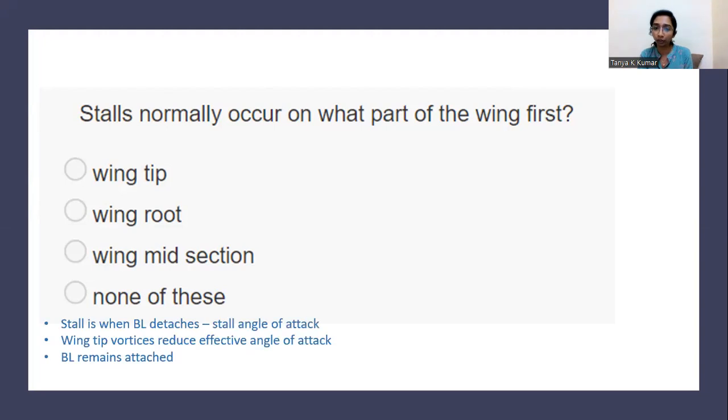So at wing tips, due to the before mentioned wingtip vortices, there is an effective reduction in the angle of attack. The angle of attack that the wingtip sees is lesser than the angle of attack that the wing root sees. And this is due to the wingtip vortices. One of the benefits of wingtip vortices is that you can still control the aircraft even if the wing root stalls. So what happens is the boundary layer detaches from the wing root first, and then due to this effective reduction in angle of attack at the wingtips, the boundary layer is still attached to the wingtips and the stall doesn't occur. So you can control the aircraft once it has stalled at the root. So the answer to this question is wing root. Wing root is what stalls first.